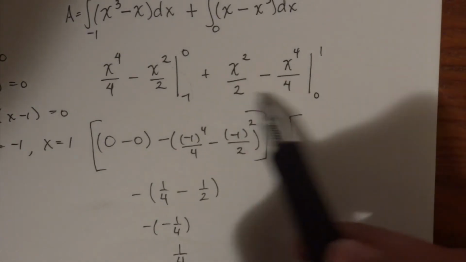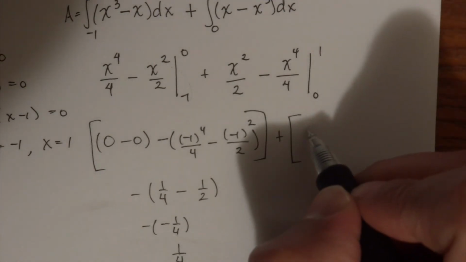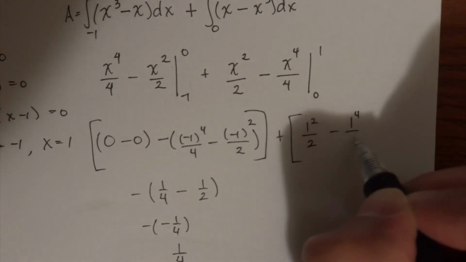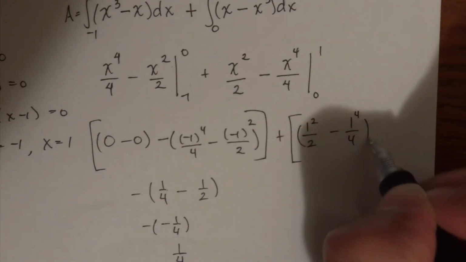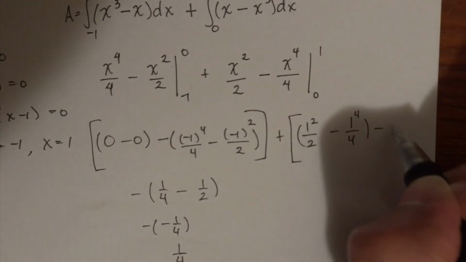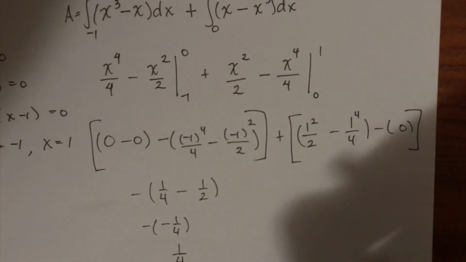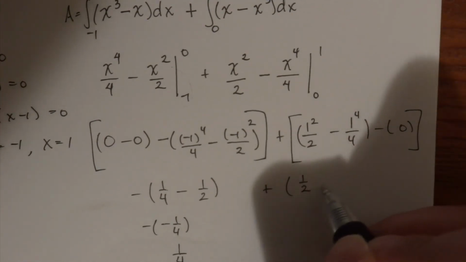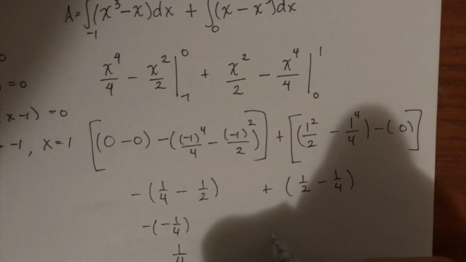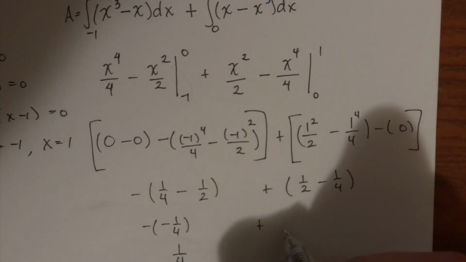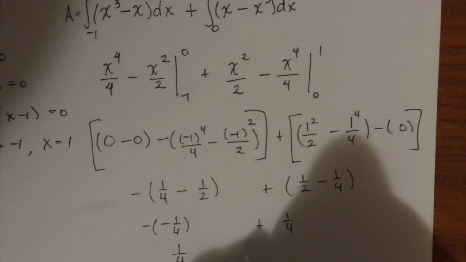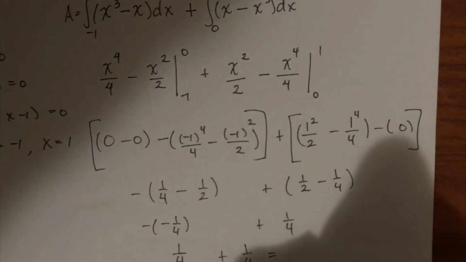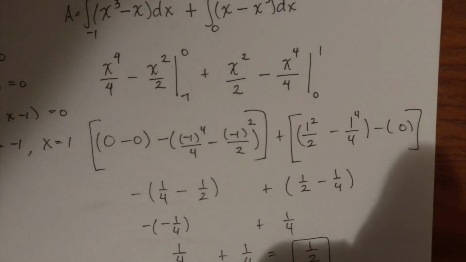Now we're going to substitute in the 1, and it's positive, so that's a lot easier. So it's going to be 1 squared over 2 minus 1 to the 4th over 4. That's the first one. Now this one, the second one, minus, well, everything's going to be 0. So we're going to put a plus, and so what does this become? This becomes 1/2 minus 1/4. That is the same as 2/4 minus 1/4, which is 1/4. So we're going to have 1/4 plus 1/4 is equal to 2/4 or 1/2.